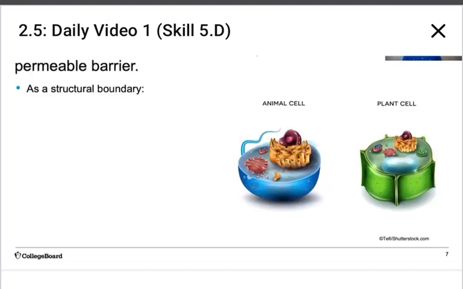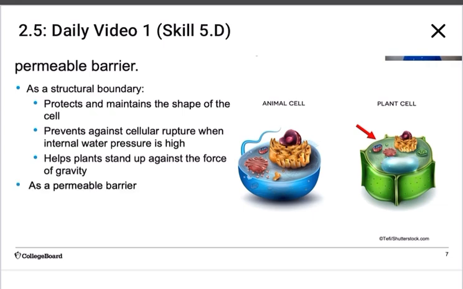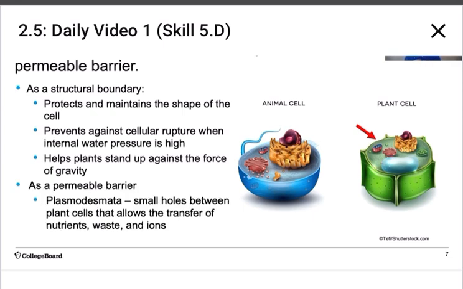So what is the purpose of a cell wall in some cells? Well, it's a structural boundary and permeable barrier. As a structural boundary, as in the case of a plant cell, it protects and maintains the shape of the cell. It prevents cellular rupture when internal water pressure is high. It helps the plant stand up against the force of gravity. Now, as a permeable barrier, things get through via small holes called plasmodesmata, which are between plant cells and allow for the transfer of nutrients, waste, and ions.